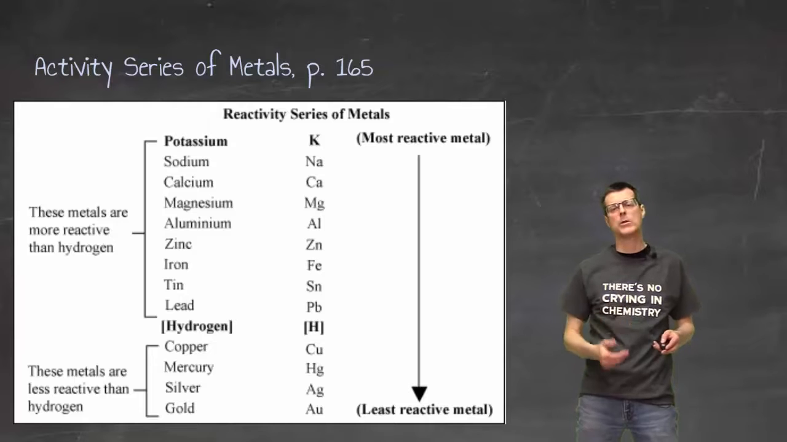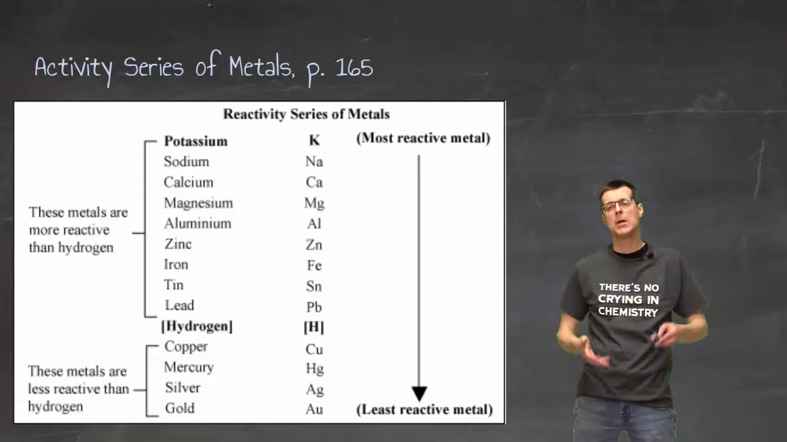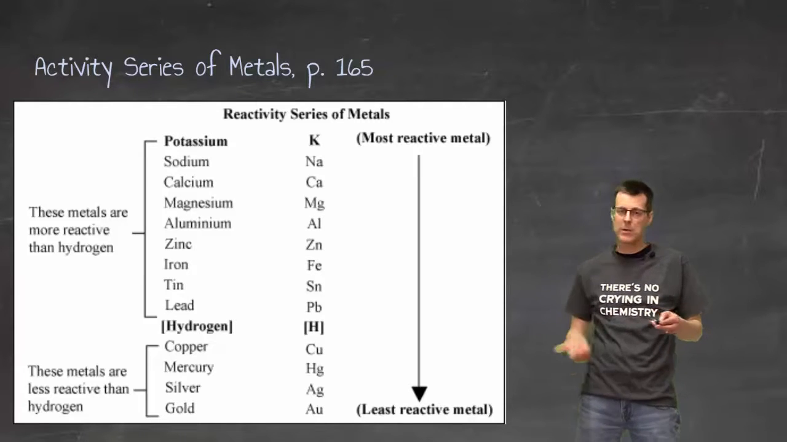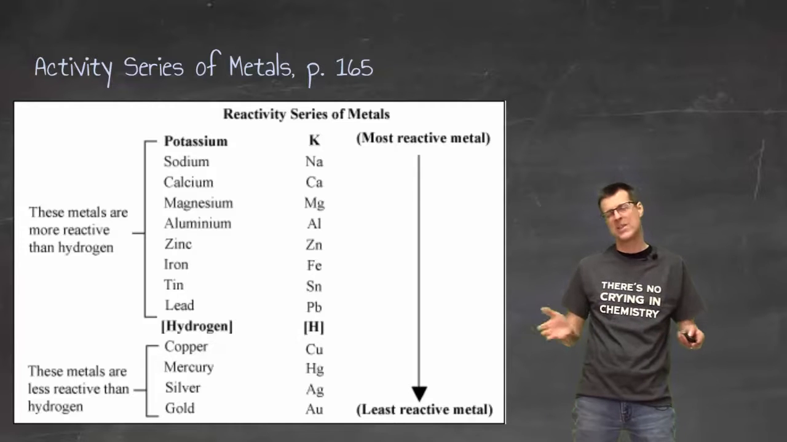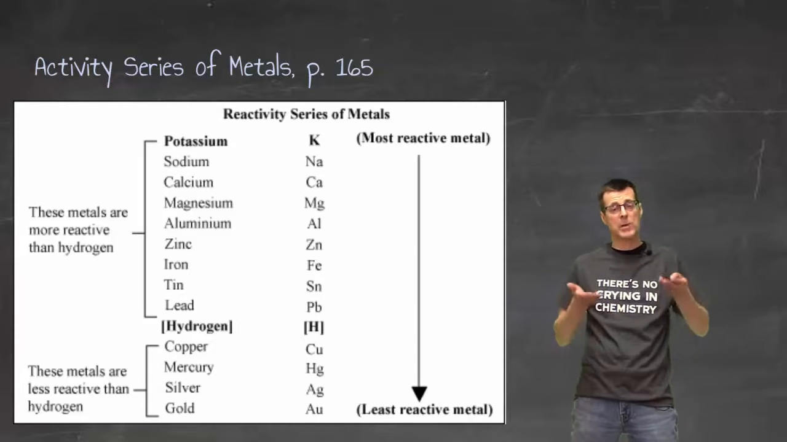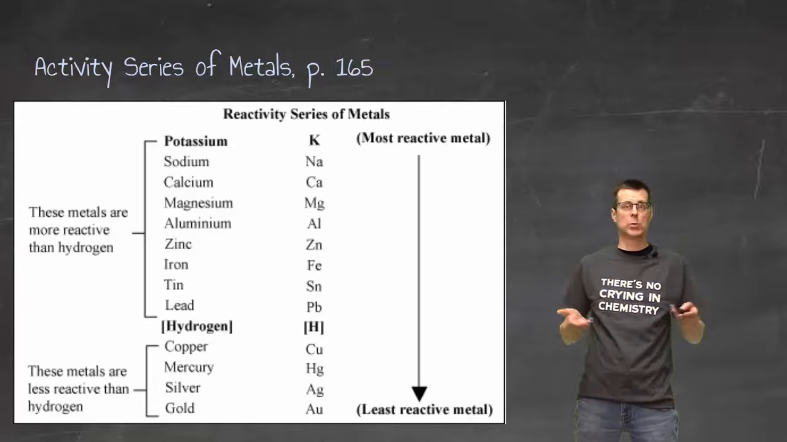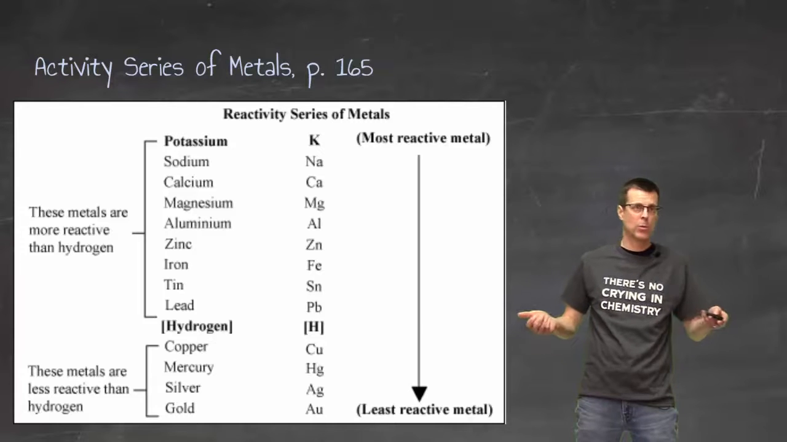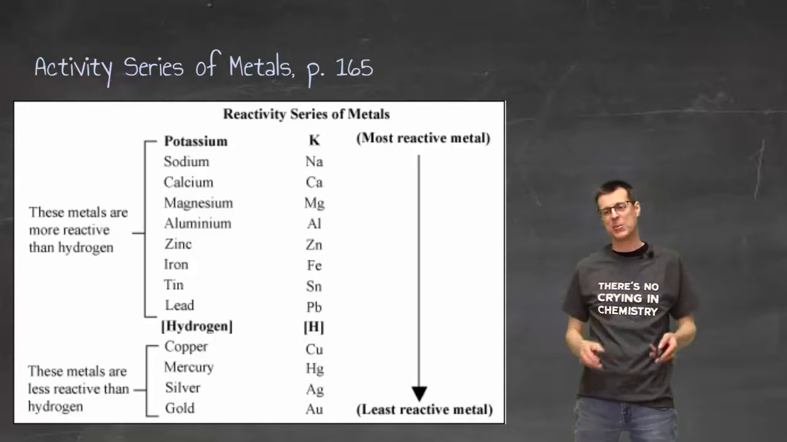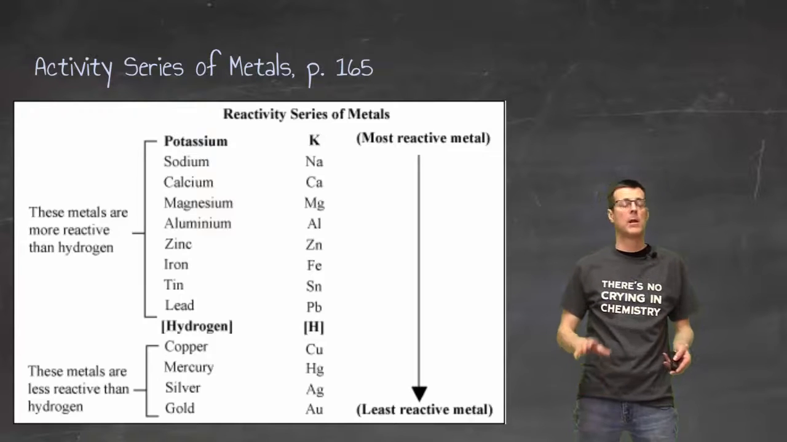It's the most common way you'll see that list, but it could be the opposite. And it'll throw hydrogen in there, sometimes not really in the middle, but somewhere in the middle. And then the idea is that metals that are higher than hydrogen will react with hydrogen or something like that. We'll get to that in a little bit. And metals that are below that will not.